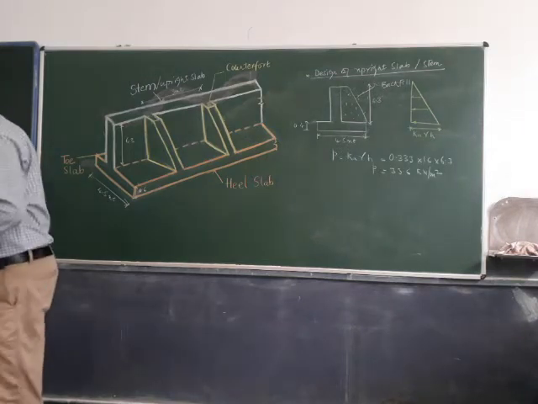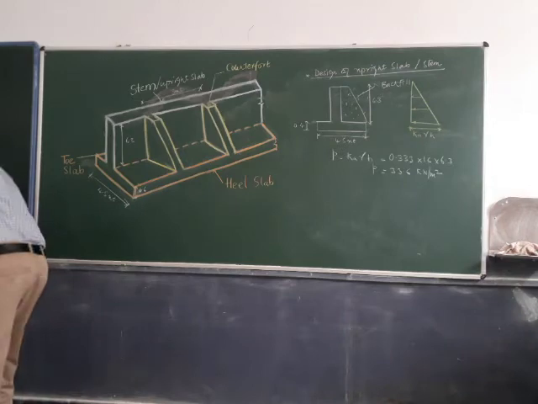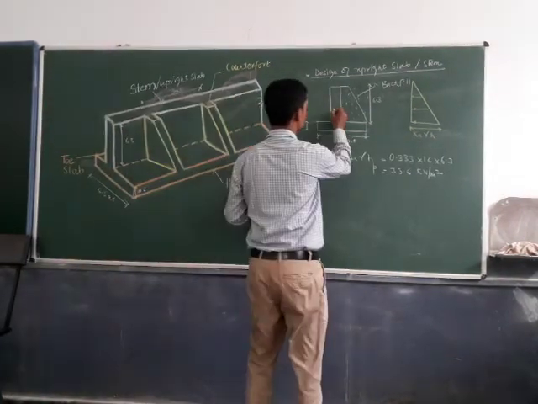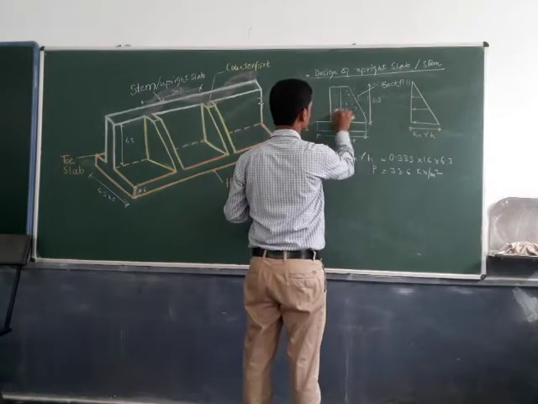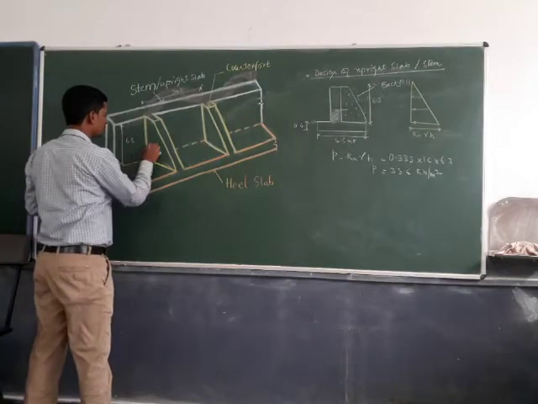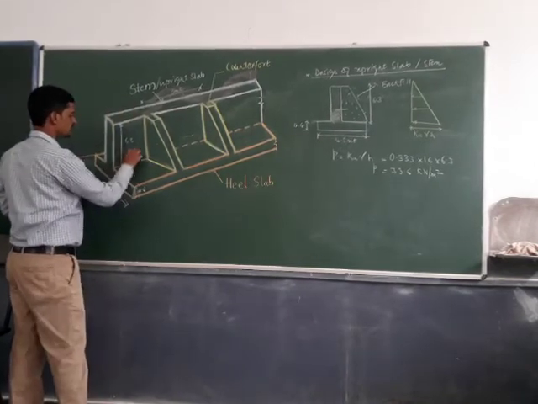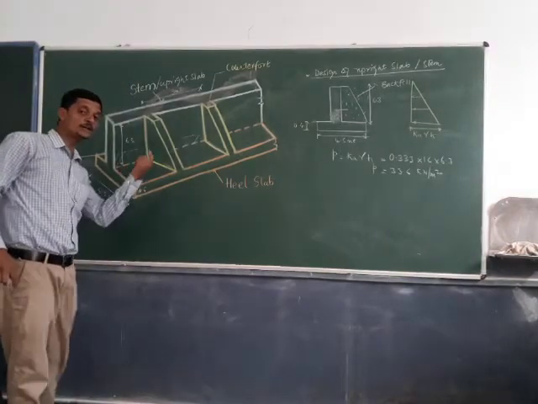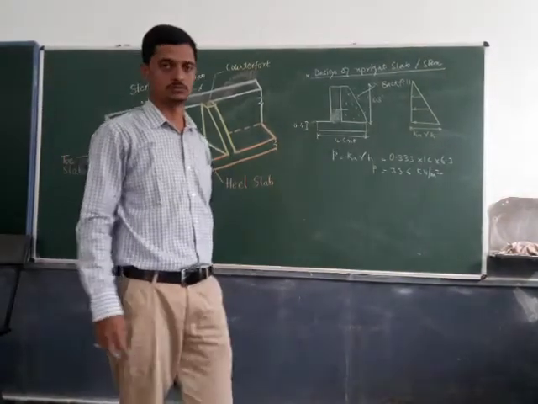Consider the 1 meter bottom strip. You have to consider this 1 meter bottom strip here, because this will act as a continuous slab. Considering the 1 meter bottom strip, you have to find out the bending moment.